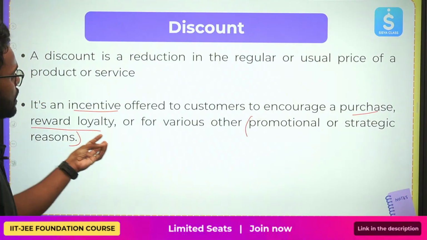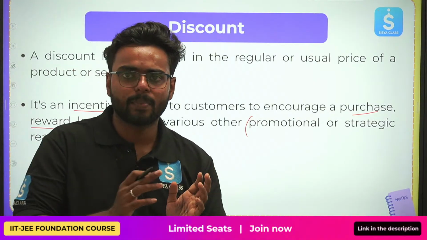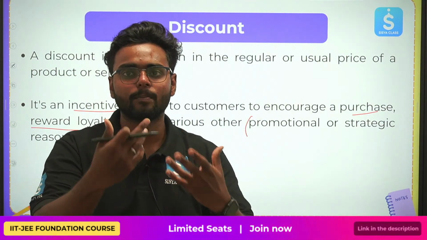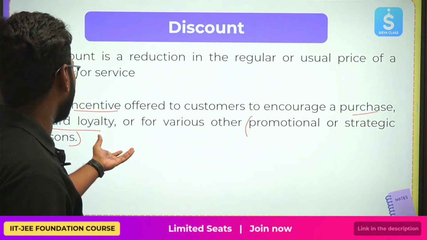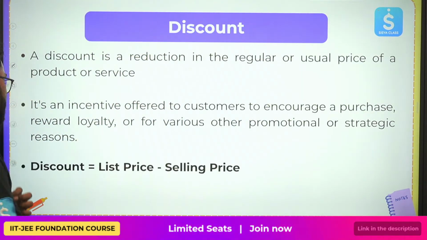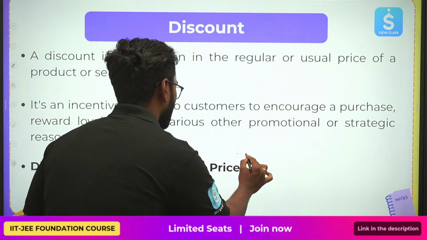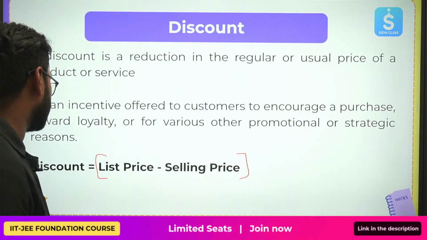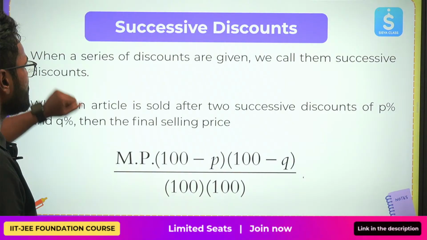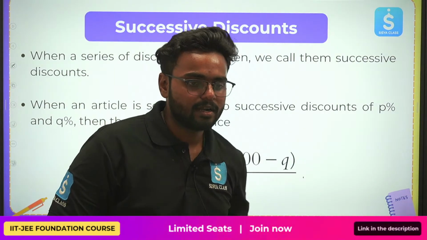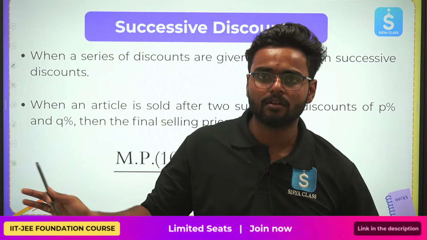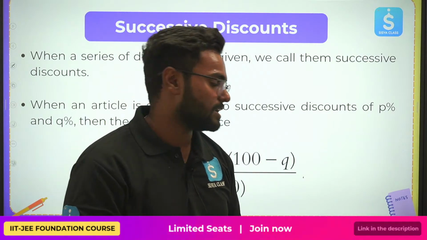We saw cost price, the making price, and selling price, the amount at which the product is sold, and finally we have list price also. So discount is found out by list price minus selling price. Got it? List price minus selling price. Now coming to successive discounts. This we have actually studied in yesterday's percentages chapter.